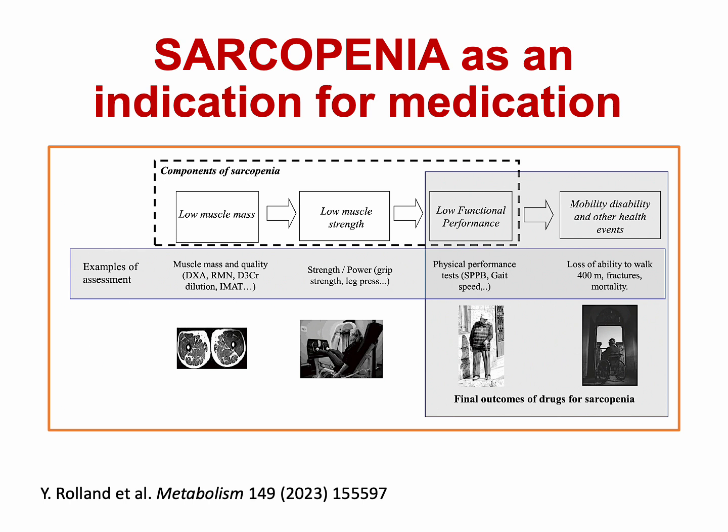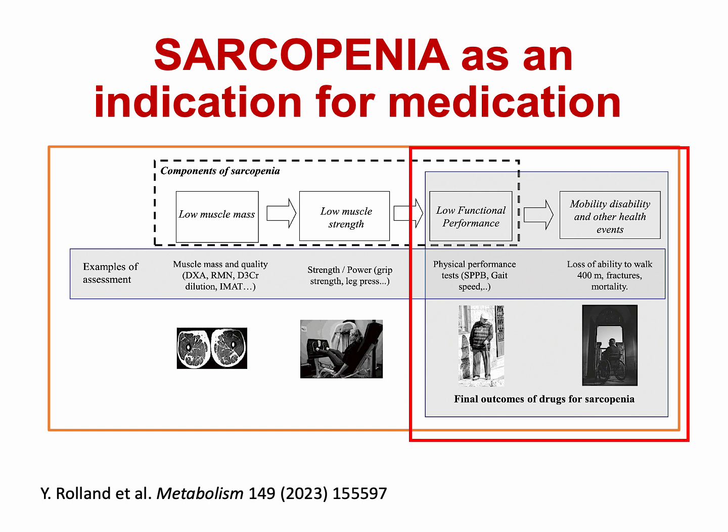Now, addressing sarcopenia involves managing the transition from low muscle mass to mobility disability. In the initial stages, incorporating exercise and increasing protein intake can help slow the decline in muscle mass and enhance muscle strength and power. This approach aims to prevent the progression to impaired functional performance and mobility disability. Additionally, there may be an opportunity to introduce novel pharmacologic agents to promote muscle growth.